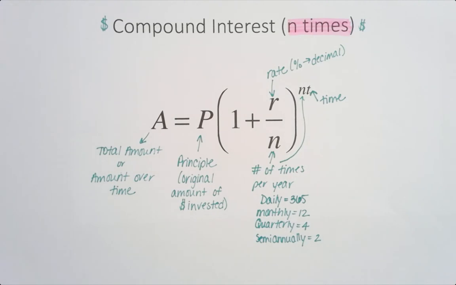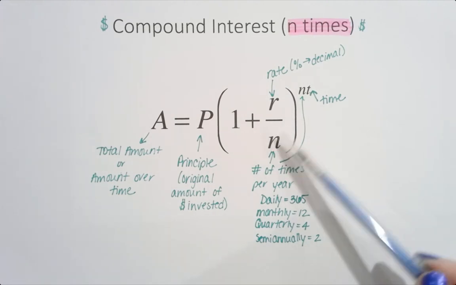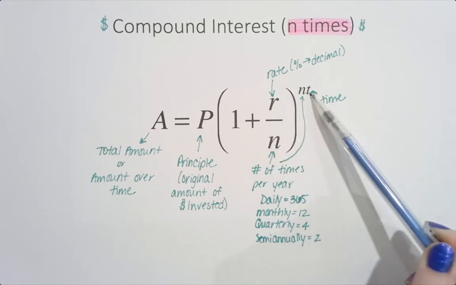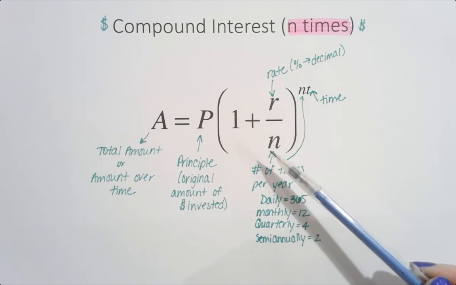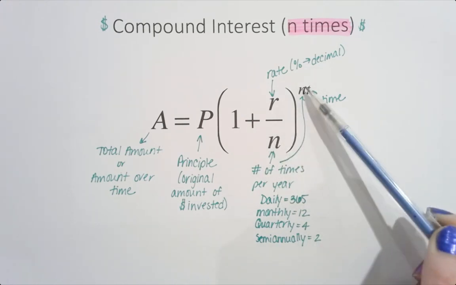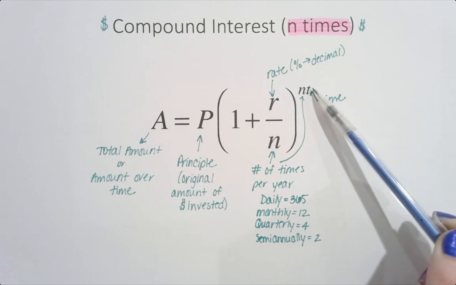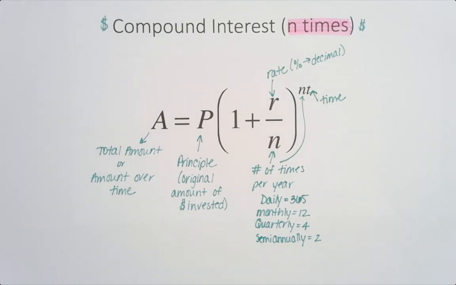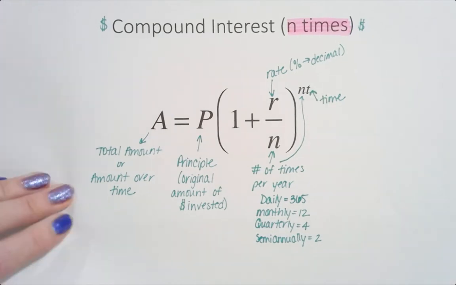And then t is just time in general. They're going to be talking about number of times per year for so many years. So if I said our interest was being compounded monthly, 12, for 10 years, 10. Okay, so that's the difference between the n and the t. A little bit confusing there.